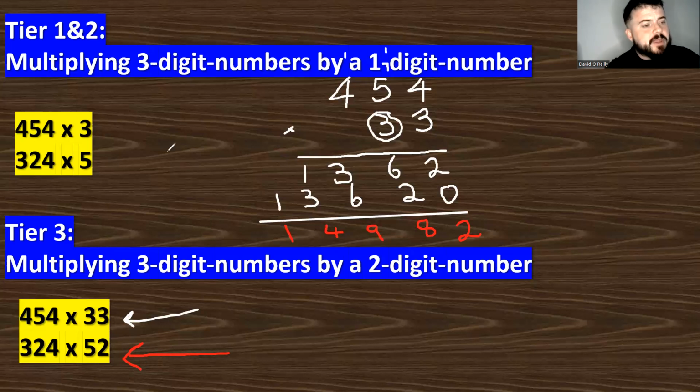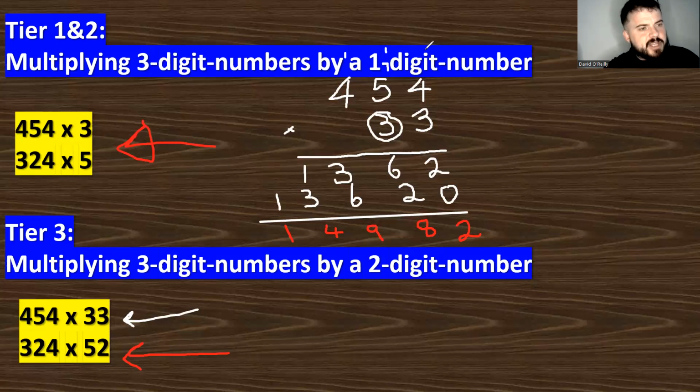Now, year 4s, this is the standard, okay? This is what we need to do. If we can't do tier 3, no problem, okay? Do not worry. Year 5s, we do need to be able to do this. So if you can't, it's very important that you let me know that you can't. It's very important that you practice, okay?